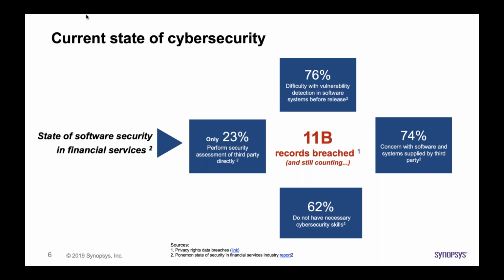Digital mobile and web apps continue to be the number one weakest link when it comes to breaches. Synopsys, together with Ponemon Institute, has recently conducted an independent survey of current security practices in the financial industry. The study found that over 76% of respondents specified that it was difficult to detect security vulnerabilities in their software systems before release.